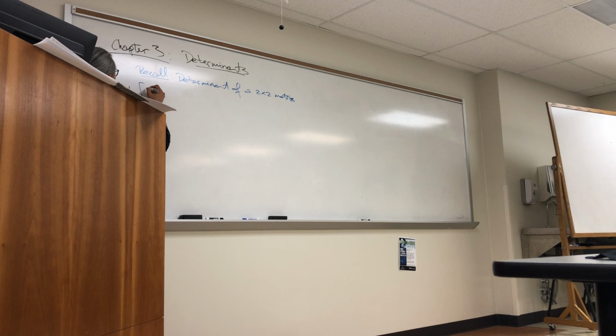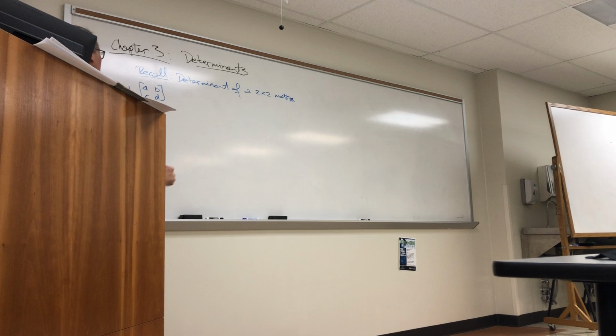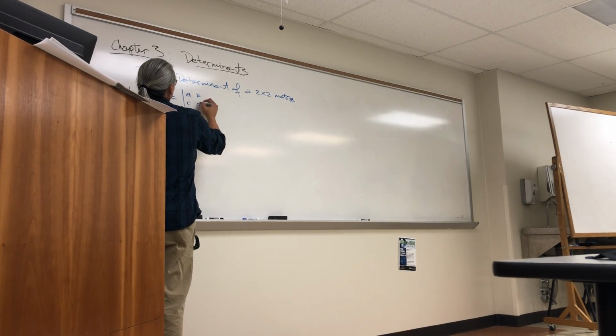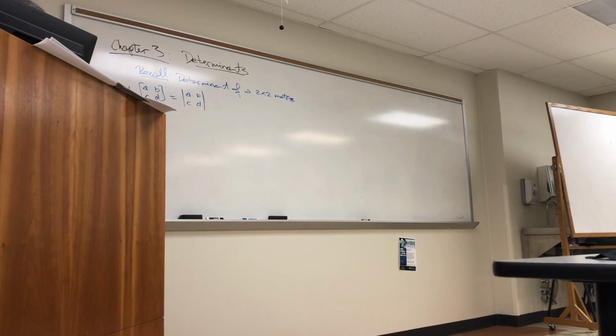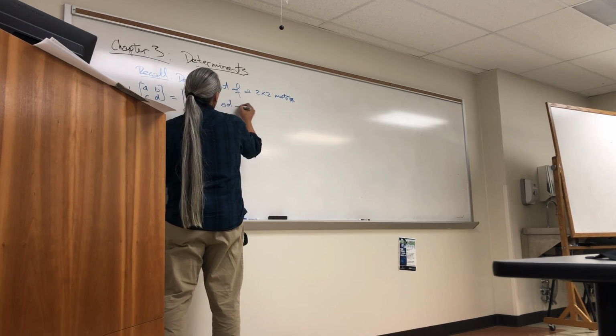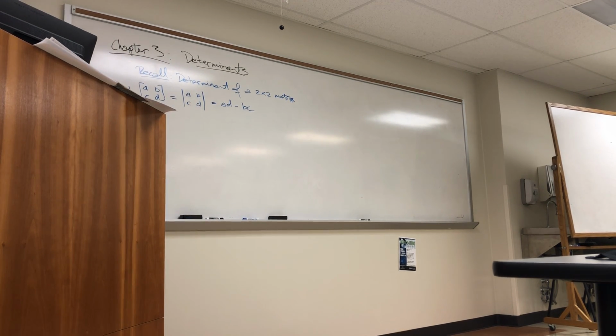The notation, sometimes they use DET in front, or they just use a vertical line, and that vertical line shortens the notation. Instead of having to write DET in front, you can just use that. And the determinant of this is going to be AD minus BC. So that's old news.